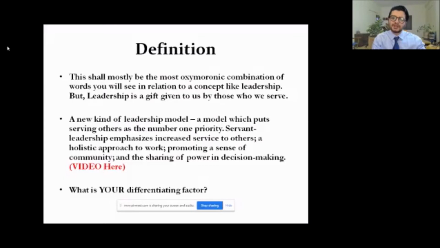Now, what does servant leadership say? It is a model which puts serving others as the number one priority. Servant leadership emphasizes increased service to others, a holistic approach to work, promoting a sense of community, and the sharing of power in decision making.